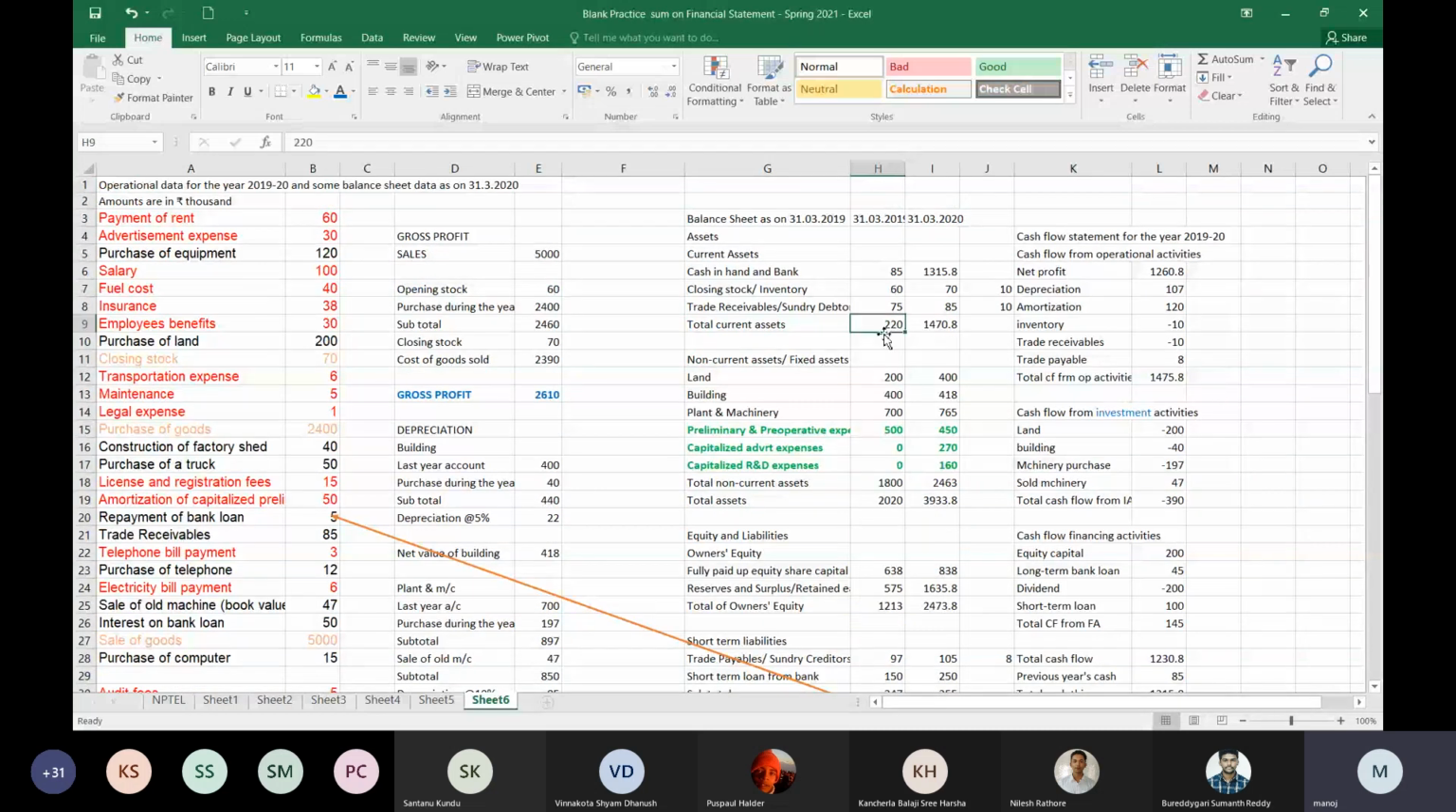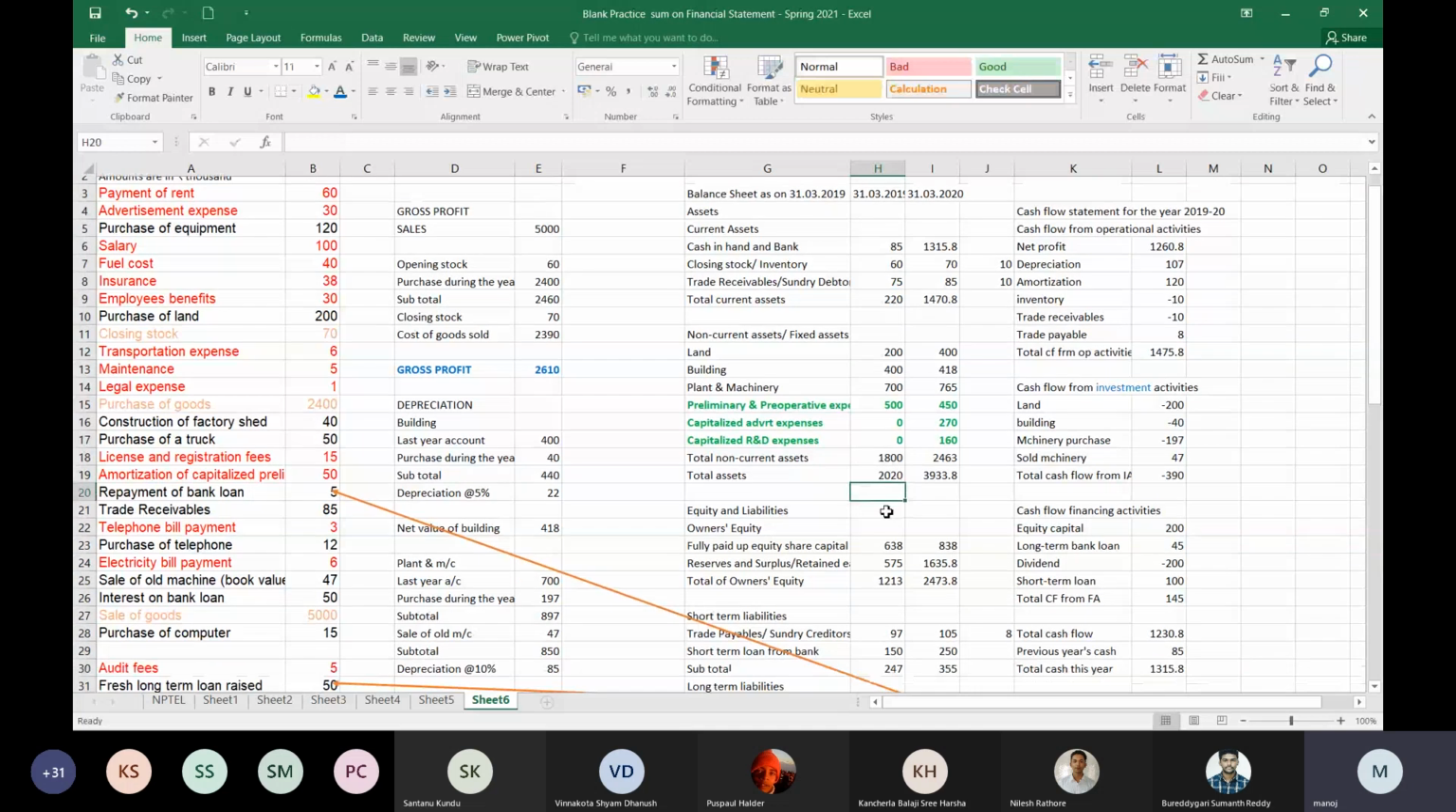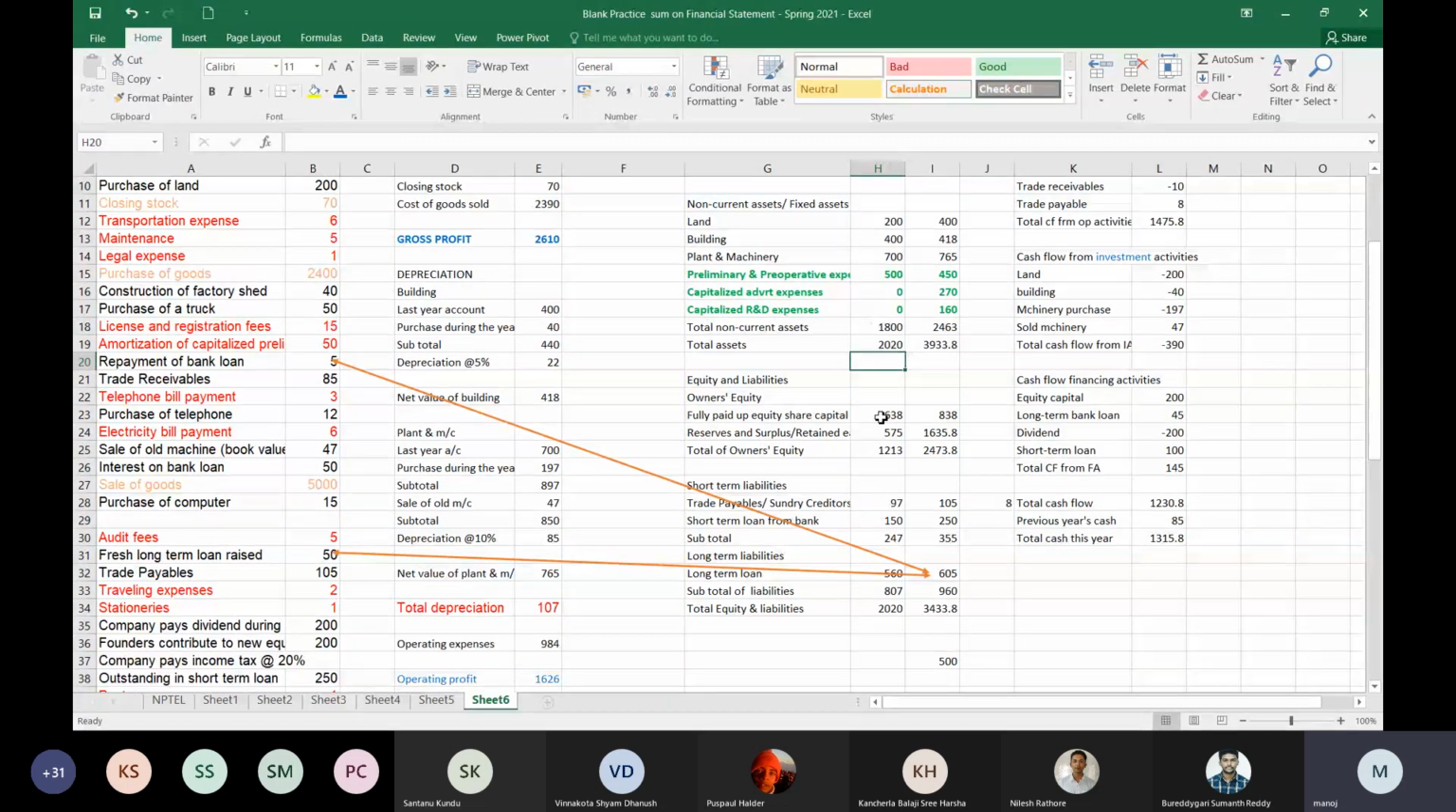Total current asset. Oh, there is no formula. So we have to put the formula to see if the previous year's values are okay. Now land is this, building is this, preliminary pre-operative is this, machinery pre-operative, capitalization, total non-current asset. Let us put it with a formula, otherwise it will go haywire. Total asset is equal to this plus this. Okay, then paid up equity capital is right, reserves is right, total owner's equity is equal to this plus this.